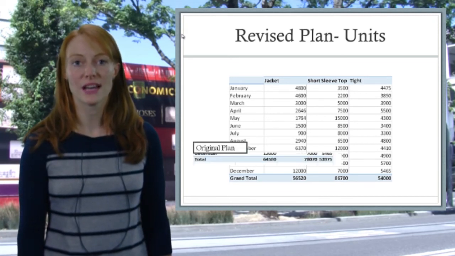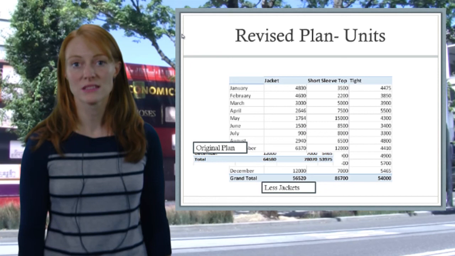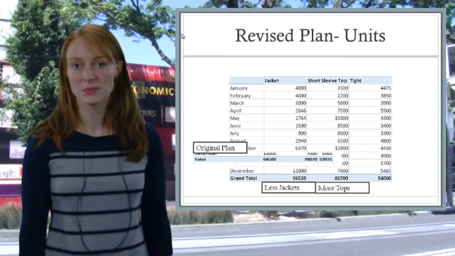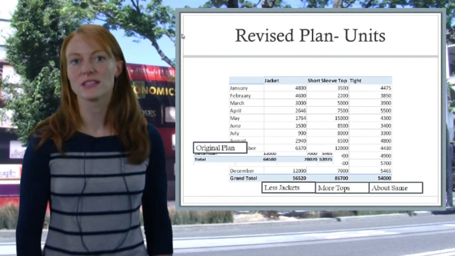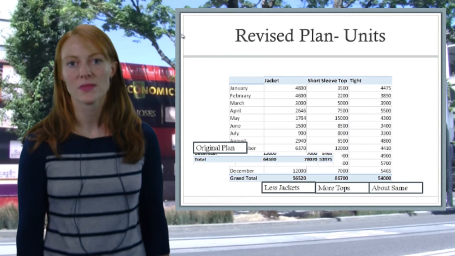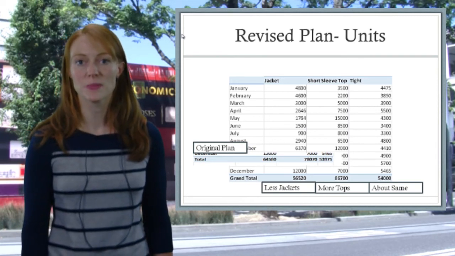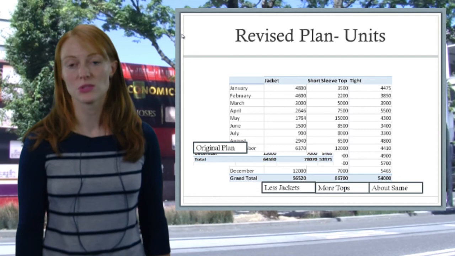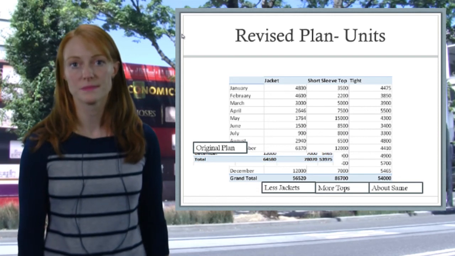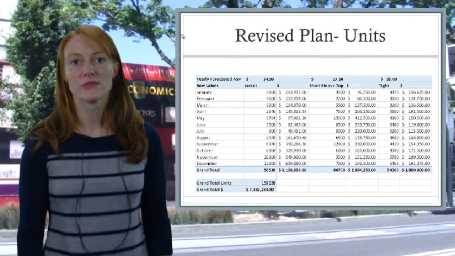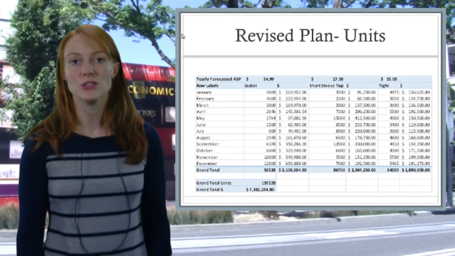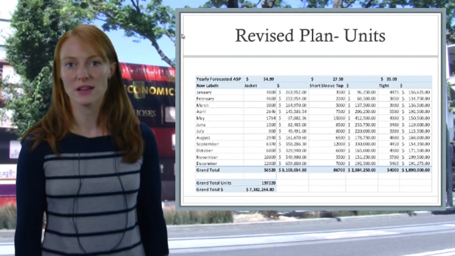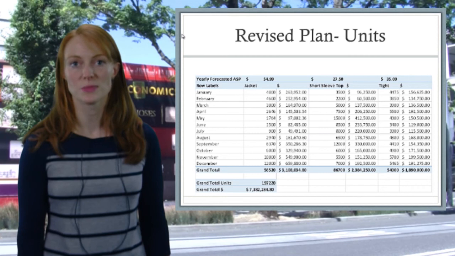For my original plan, I can see that I actually have fewer jackets anticipated. I have more tops probably going to be sold, and my tights are going to stay about the same, or that's as much as we know at this point in time. So what I want to do now is take this revised plan and turn this also into a financial plan and see how those compare as well. Very similar to our last exercise, I want to take my forecasted ASPs times my new anticipated demand on each of the products and figure out what that looks like as a financial plan.